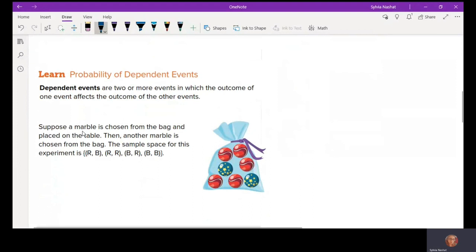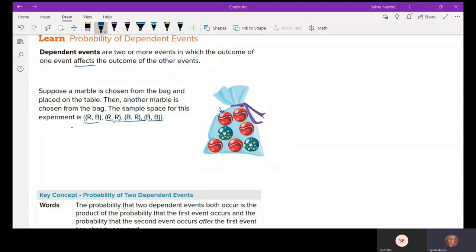Okay, as we know, if we have independent events, of course we have also dependent events. So what are dependent events? Two or more events in which the outcome of one event affects the outcome of the other event. Like in this example, suppose we have a bag containing red marbles and blue marbles. 5 of them are red and 2 of them are blue. Suppose a marble is chosen from the bag and placed on the table. Then another marble is chosen from the bag.